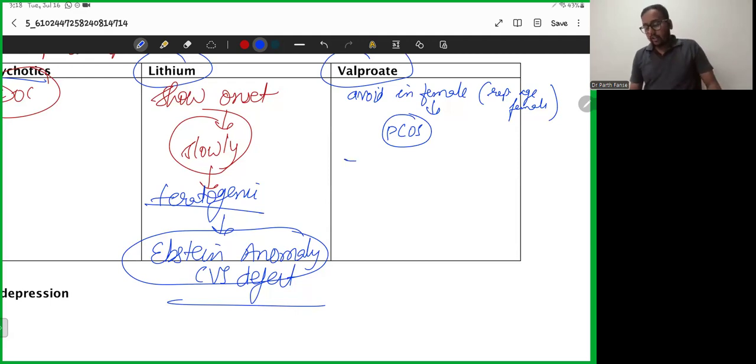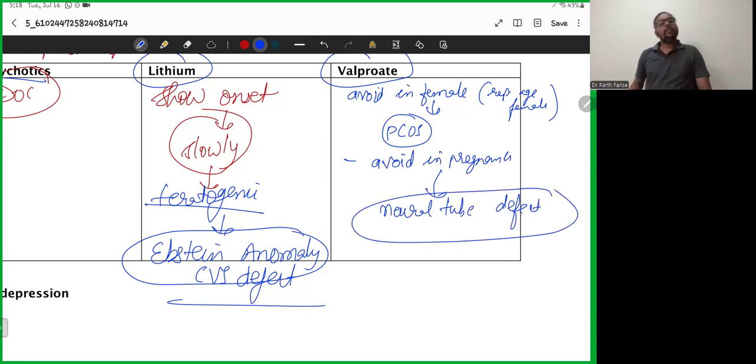Similarly, valproate is also a teratogenic drug, so we should avoid it in pregnancy. What is its teratogenicity? It is neural tube defect. Done with this thing? Fine enough.